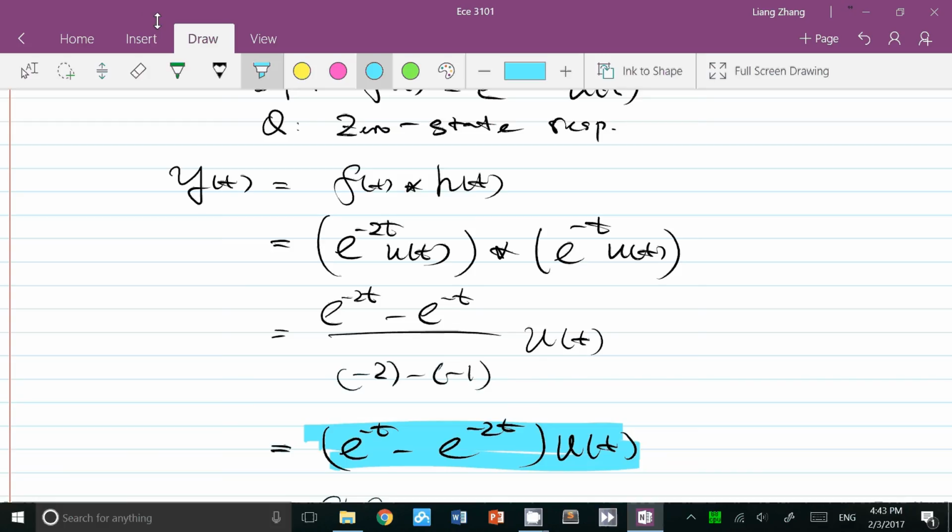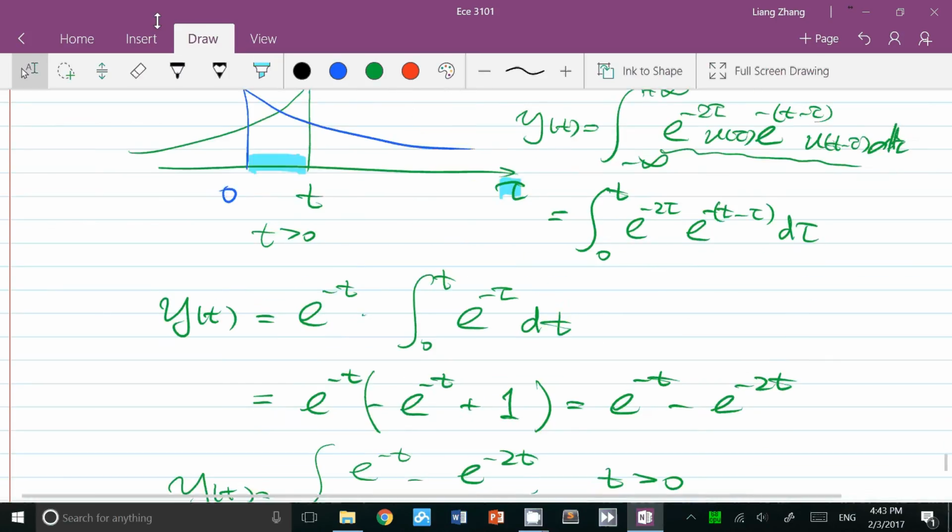It's like a switch. Before time t equal to 0, switch it off. After t equal to 0, you switch it on, and you have this expression. So this is what we have for convolution integral.